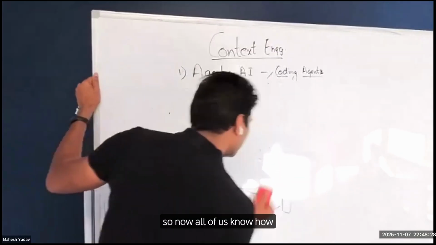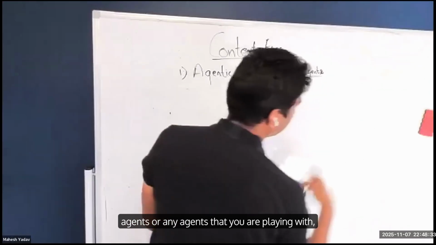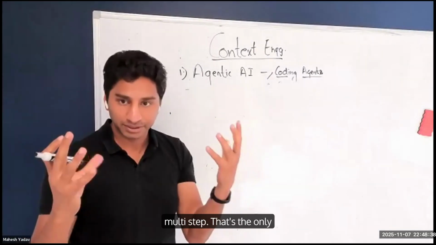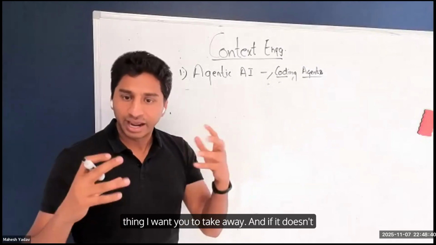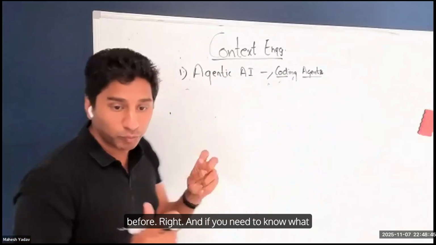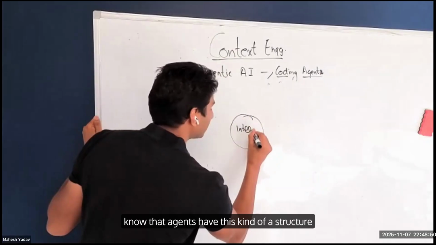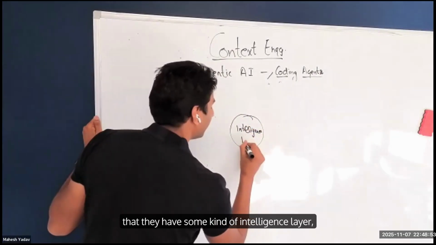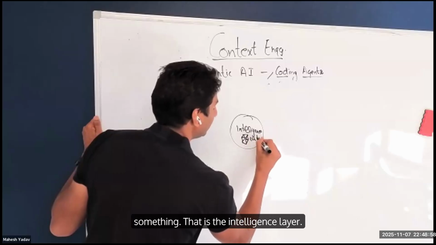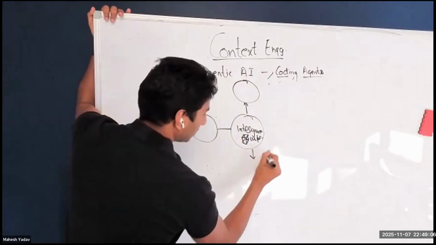So now all of us have a basic idea of what's going on behind the scenes in coding agents or any agents that you are playing with: it is not solving everything in a single step, it's solving it in multiple steps. That's the only thing I want you to take away. And if it works in multiple steps, then it needs to know what happened before, right? In this community, we also know that agents have a kind of structure, some kind of intelligence layer. We call them LLMs or foundation models. That is the intelligence layer. They also have a context of, what are the four things here?